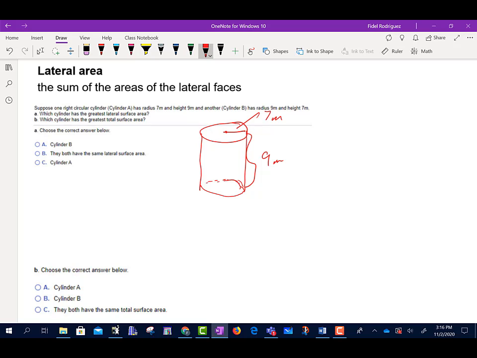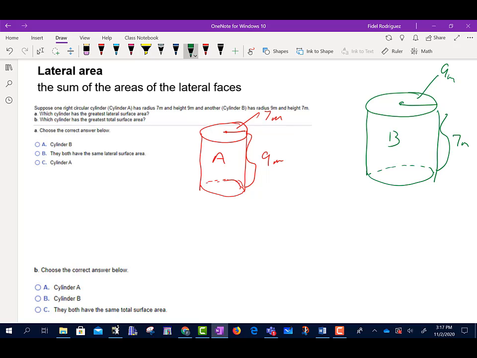And the height is 9 meters. Then it says we have another one, cylinder B. This is A, and then we're going to do another one, B. We know that the radius of B is 9 meters, and the height here is 7 meters. The question for part A says, which cylinder has the greatest lateral surface area? So we're looking for the lateral area. We're just looking for the area of the side. We don't want the top or the bottom.